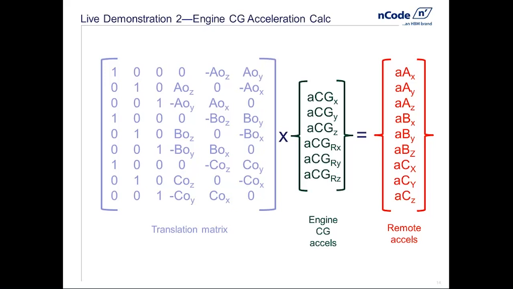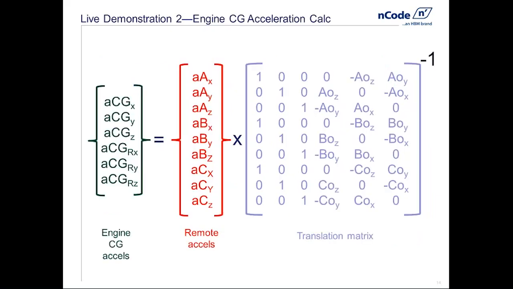Okay, so following the basic rules of matrix math, I know that I can solve this linear system of equations for that engine CG accelerometer matrix, which are my values of interest, by inverting this translation matrix and multiplying by the remote accels. If you remember from your college days, invert and multiply is how you solve for this engine CG accel matrix. So doing so leaves me with the following.